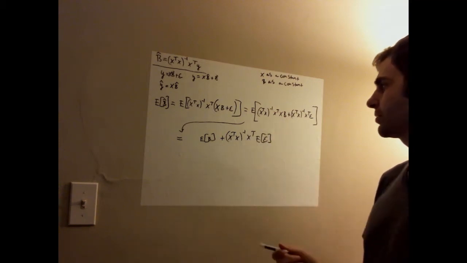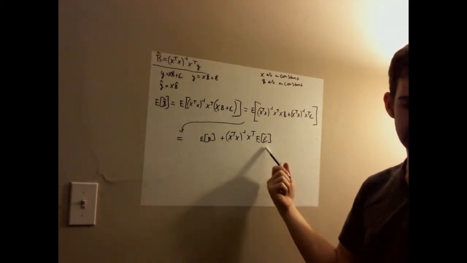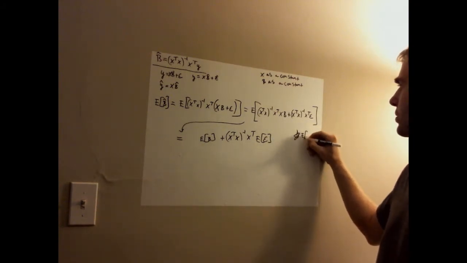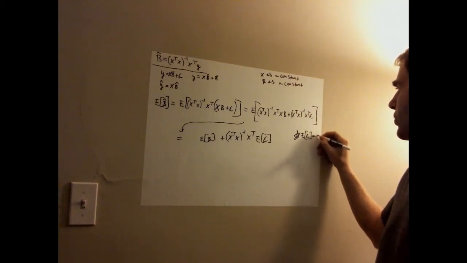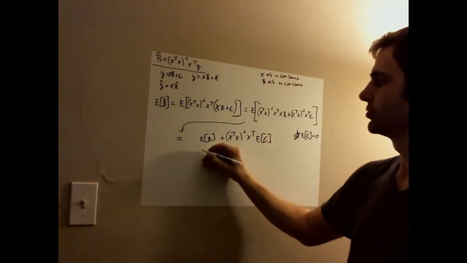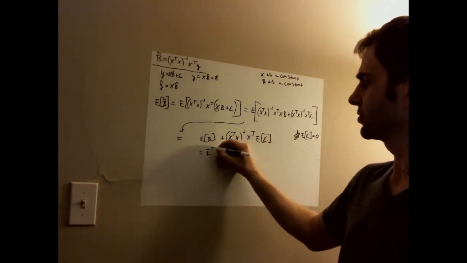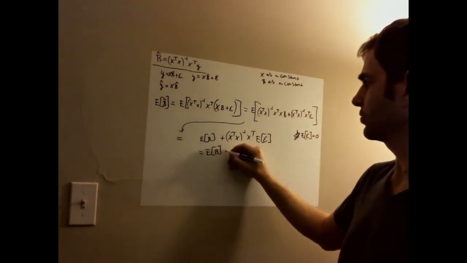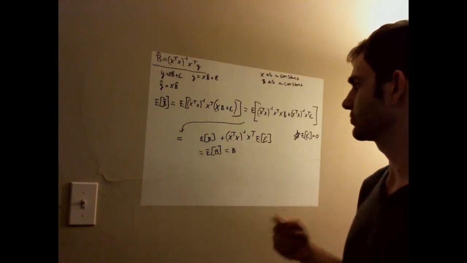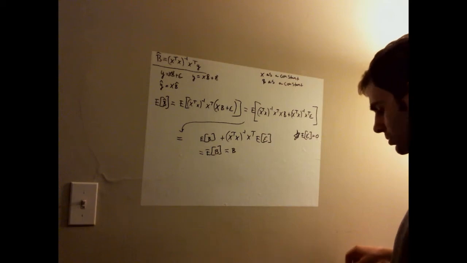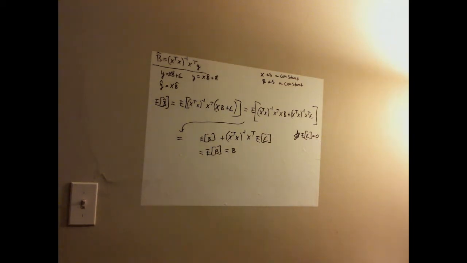Okay, but one of our modeling assumptions is that the expected value of our error term is 0. So this expected value must be 0, which means this whole term is 0. The only thing that's left is the expected value of beta, which is a constant, and the expected value of any constant is just that constant back. So that's what we're left with.